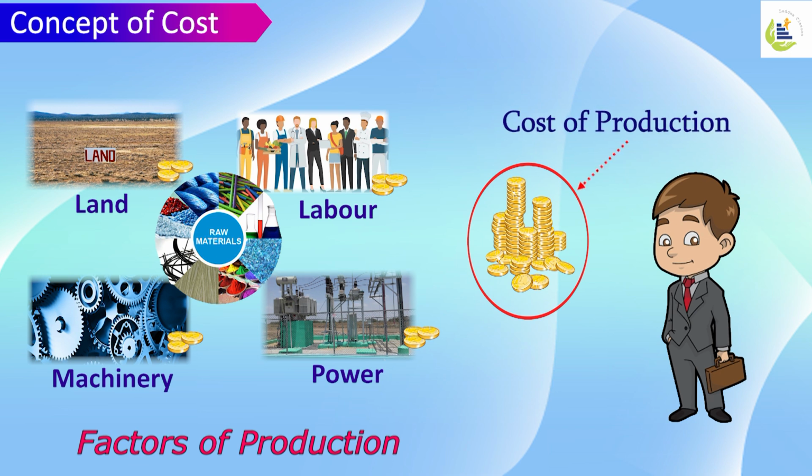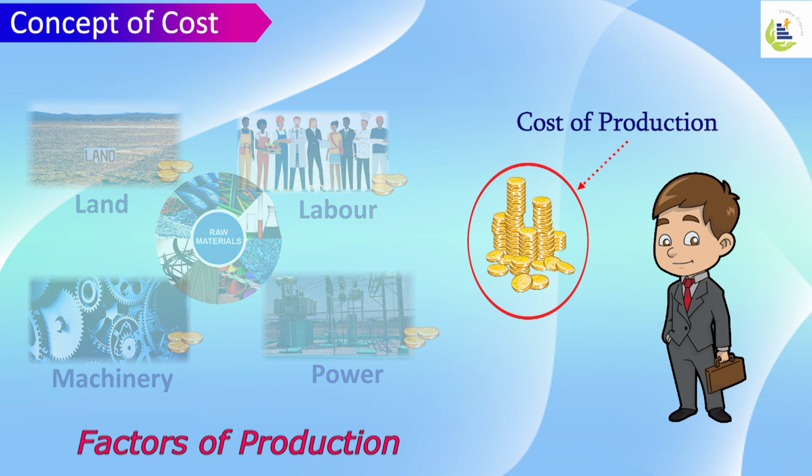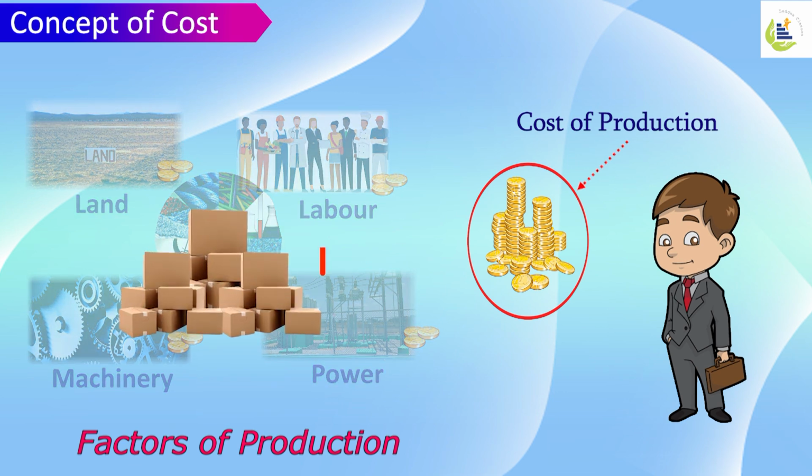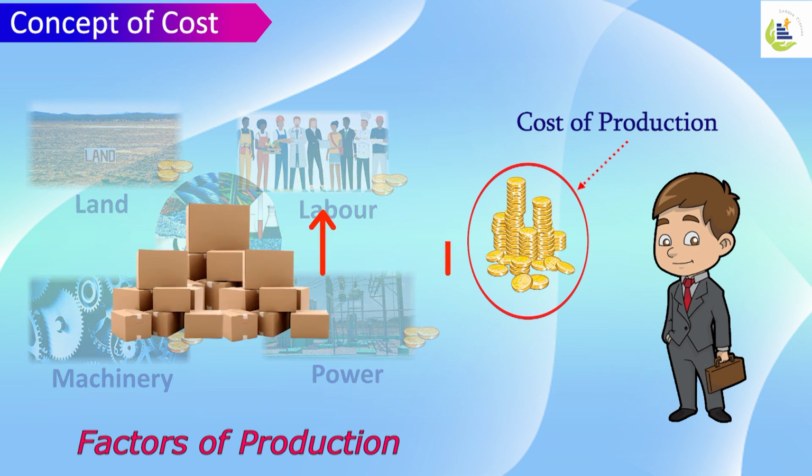So, what is cost of production? It is the amount incurred by the producer for payments of those inputs used for the production of the commodity. It's very commonsensical. As the output increases, the production cost increases. Let us see this cost of production with an example.